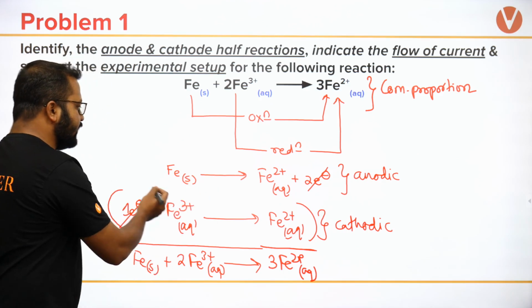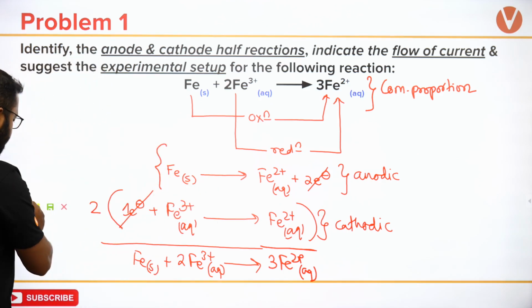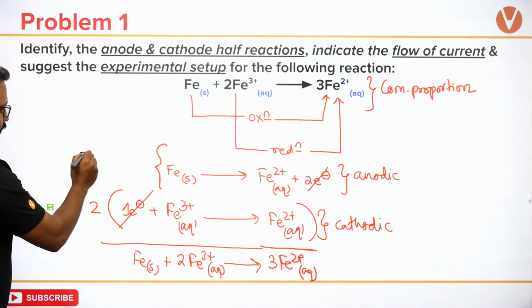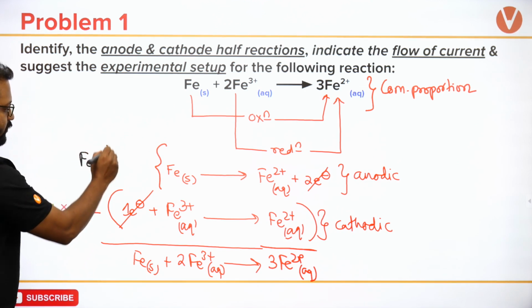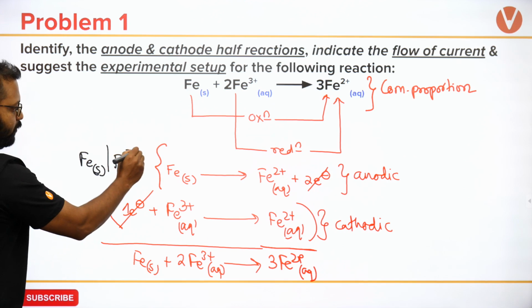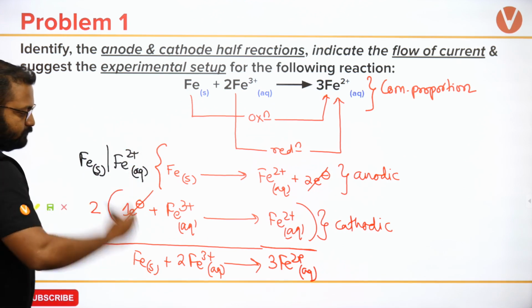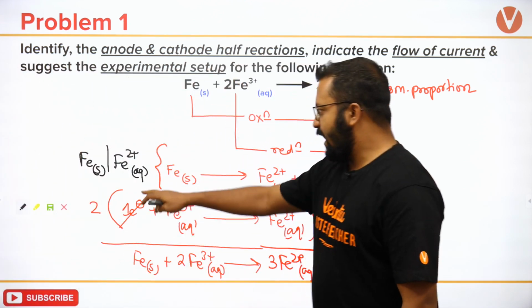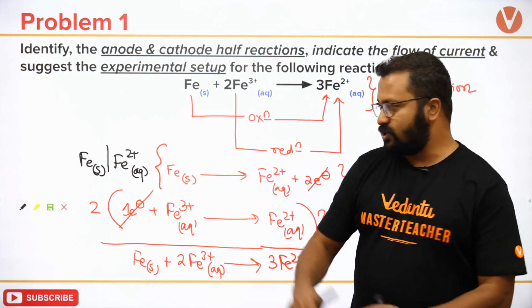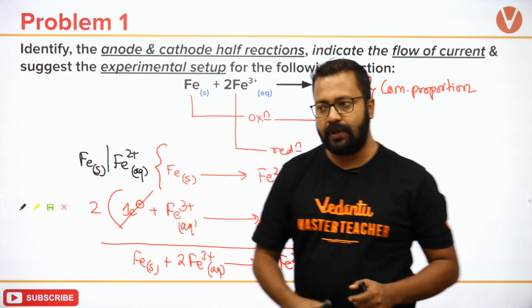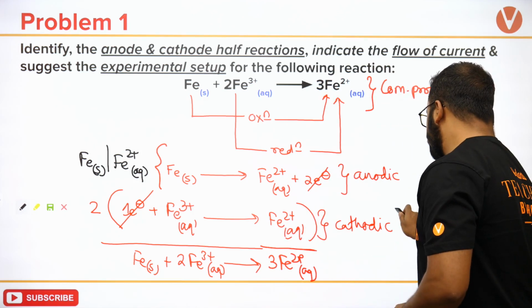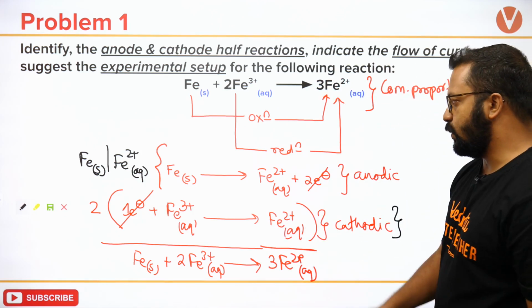So how would I write the half reaction? I will write the half reaction as Fe solid, Fe2 plus aqueous, because Fe is converting into Fe2 plus. What can I write for this one?